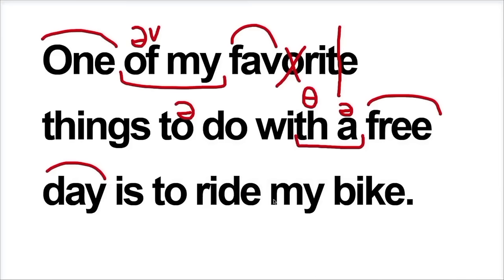With a free day. Is to ride my bike. Ride. Bike. Those were the two longest words in that sentence fragment, is to ride my bike. I notice again, I reduce this to the schwa sound. It's not to, it's to ride my bike. Sometimes I'll ride along the Hudson River.